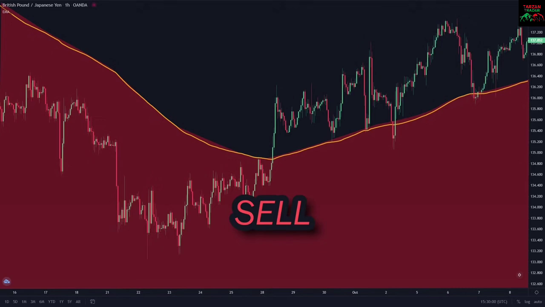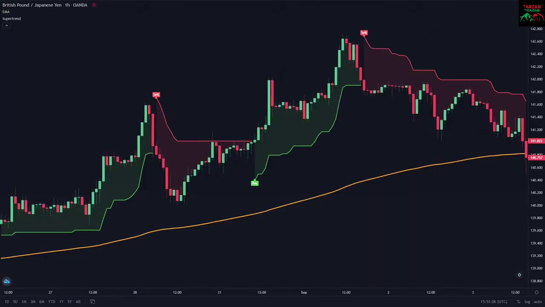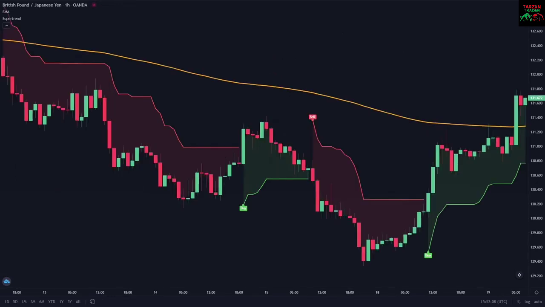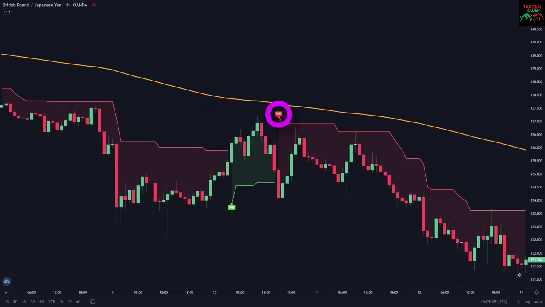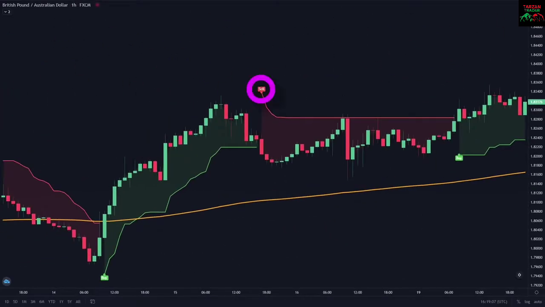So let me give you an example. If an indicator, in this case the super trend, gave a buy signal while the price is above the 200 EMA, you take a buy position. But if the super trend gave a buy signal but the price is below the 200 EMA, then you ignore this buy signal. This also works for sell signals as well. If the super trend gave a sell signal and the price is below the 200 EMA, you take a sell position. But if the super trend gave a sell signal but the price is above the 200 EMA, then you ignore this sell signal. So that's how you combine any indicator with the 200 EMA.